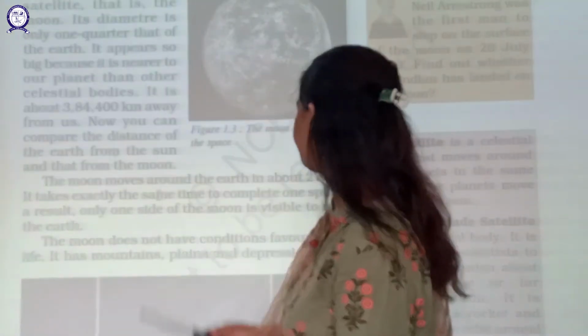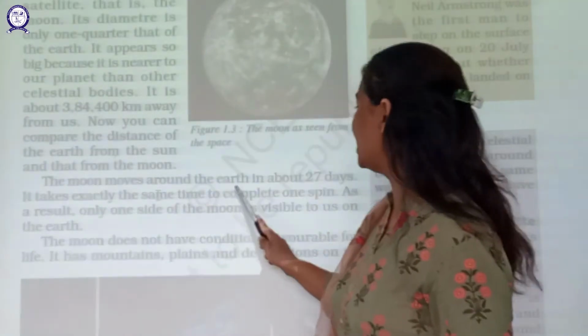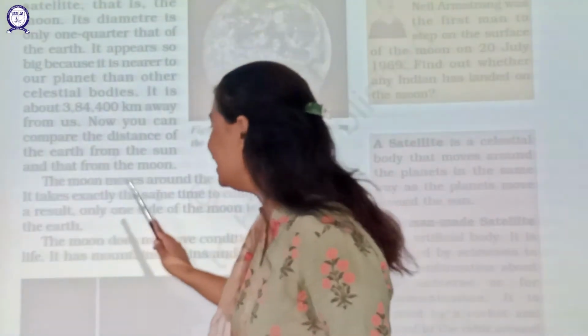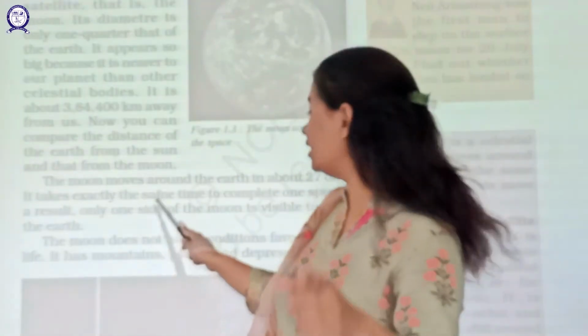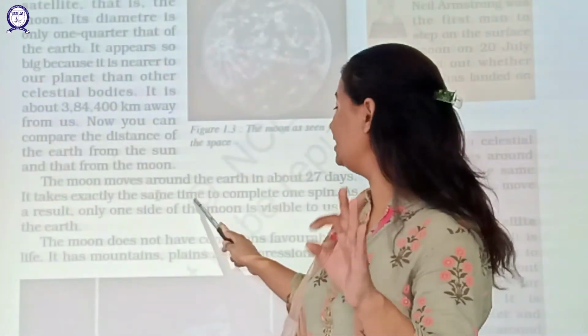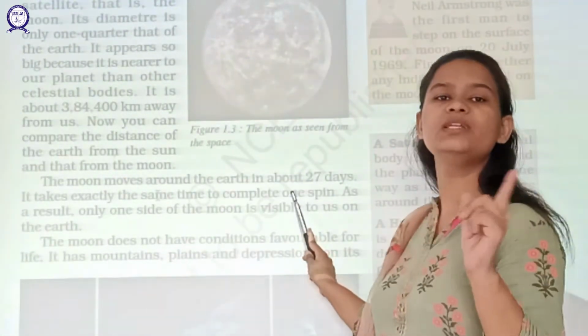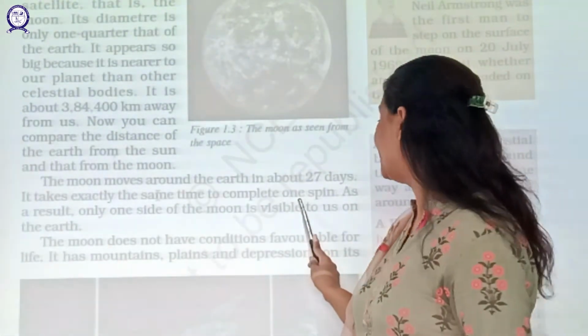Thereafter, students, the moon moves around the earth in about 27 days and takes exactly the same time to complete one spin. What do you mean by one spin? One spin means to complete one round.